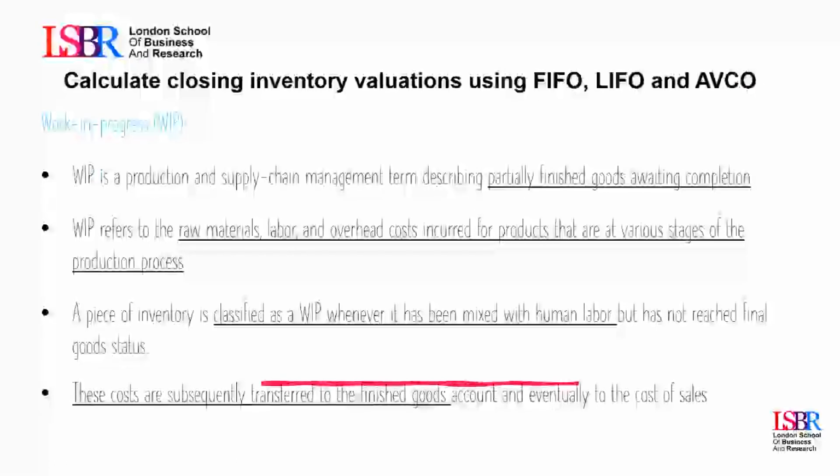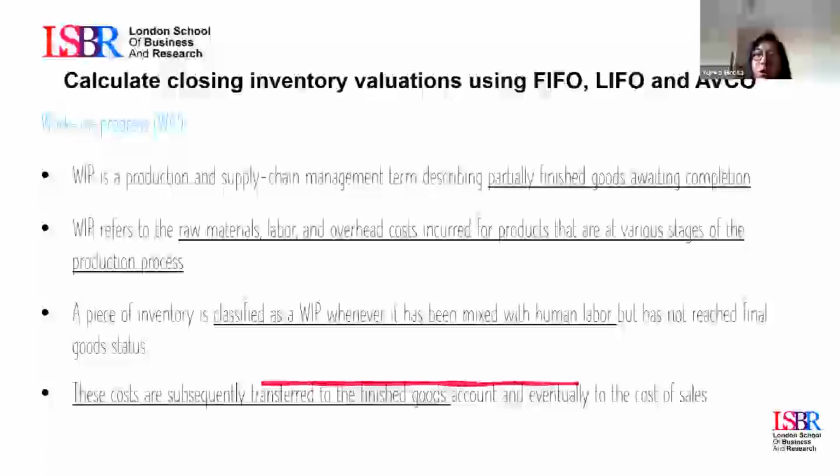Okay. So the next type of inventory is work in process. It is when we have identified the raw material and we need to put this raw material in a certain process, in a certain stage, to create a final product. So work in process is a production and supply chain management term describing partially finished goods awaiting completion. So in this stage, we don't have raw product, but we don't have a final product. The stage between raw material and finished good is work in process.